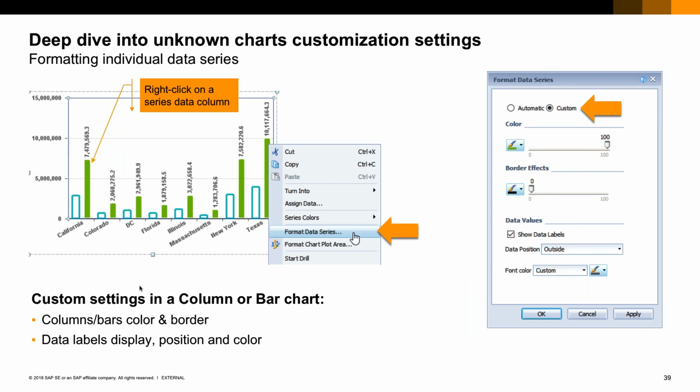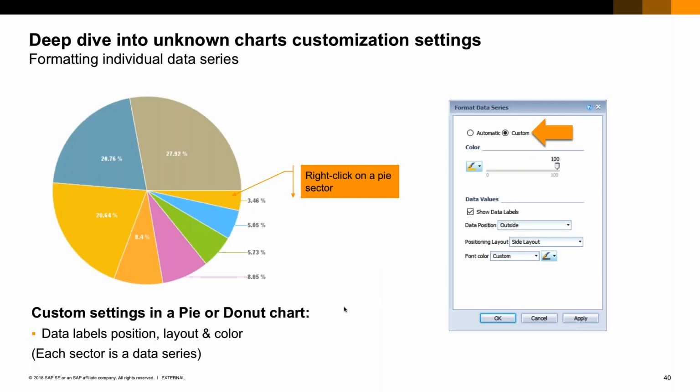All right, here we are back on the column and the bar chart. So here you have different customization settings available for each of the data series. This time you can define the color of the border or the color of the column itself. And then you have access to the data values as well.